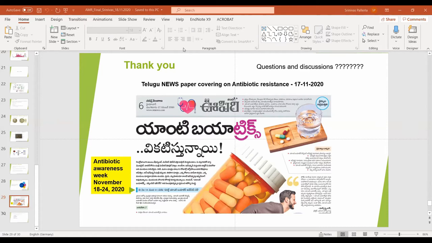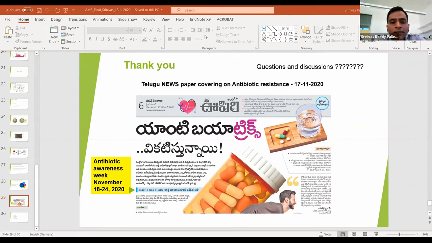We have a question for you, Srinivas, from Henry Hansen. It says, can we really define AMR as per your introduction, when the WHO priority list includes viral, parasitic and fungal pathogens? I think the question is, shouldn't the definition of AMR be inclusive of more than just bacterial infections? Yes, I agree with that.